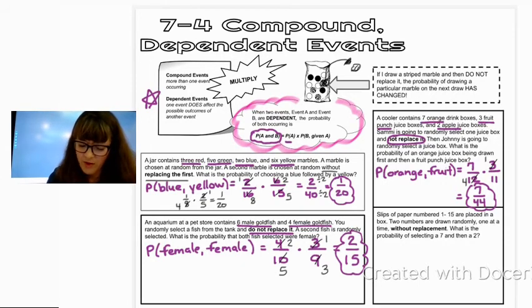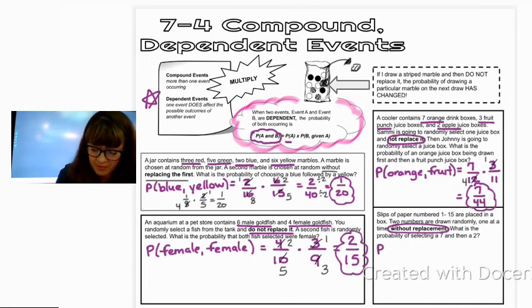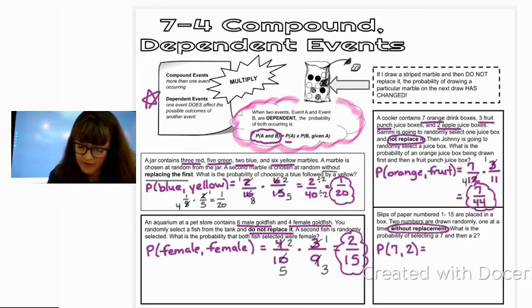Slips of paper numbered 1 through 15 are placed in a box. 2 numbers are drawn randomly, 1 at a time, without replacement. What is the probability of selecting a 7 and then a 2? So the probability of selecting a 7 followed by a 2. Well, there are 15 slips of paper. So on the first draw, all 15 are there. Only one of those is a 7.